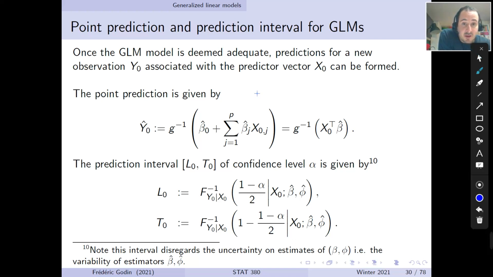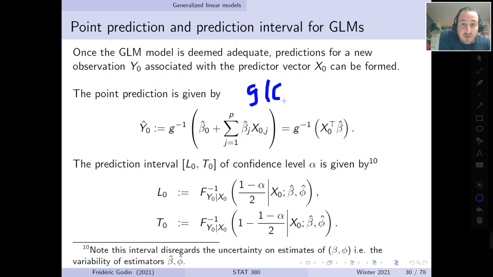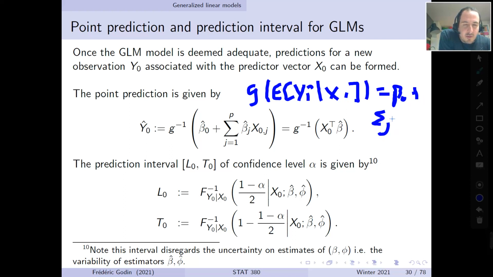This was a result from the GLM, so we had g of the expectation of y_i given x_i equal to beta 0 plus the sum of beta j times x_ij. If we apply g inverse on both sides, we have that the expectation of y, which is the best forecast we can do for y, is given by the inverse link applied to a linear combination of these predictors.